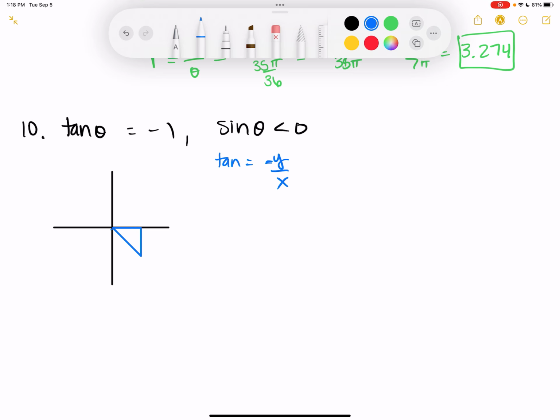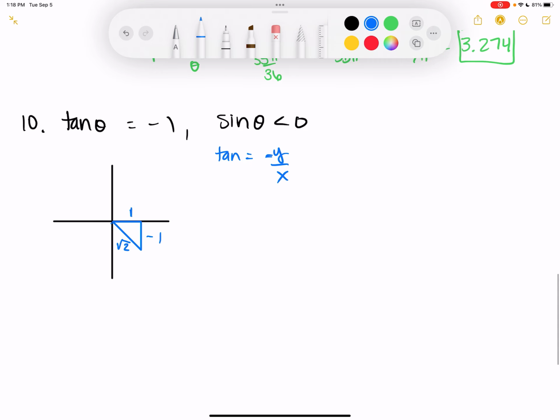So, this is going to be -1. That means this has to be +1 because y over x. If it's -1, that implies that has to be 1. What does that imply about my hypotenuse? Root 2. Positive or negative?